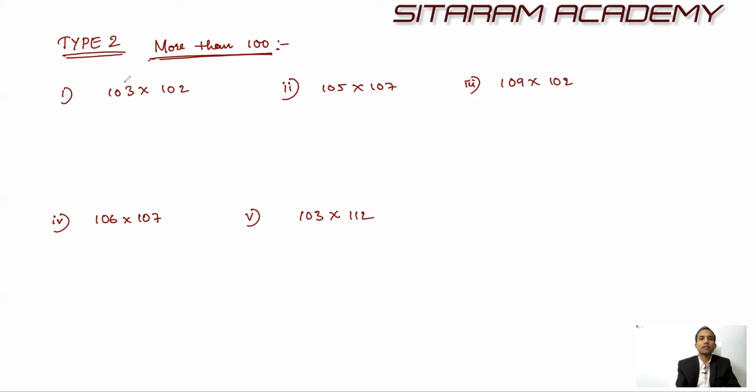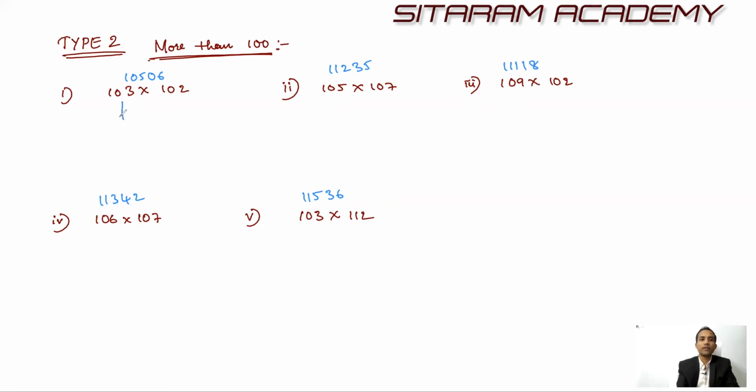So the answer for this is 10506. Its answer is 11235. Its answer is 11118. Its answer is 11342. Its answer is 11536. This is very fast. Very simple. You can do it very fast, just by looking at the question.